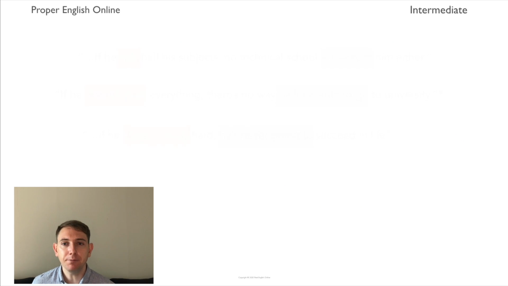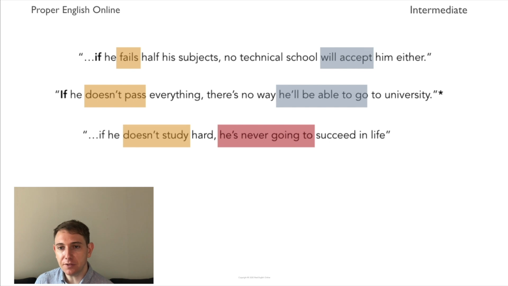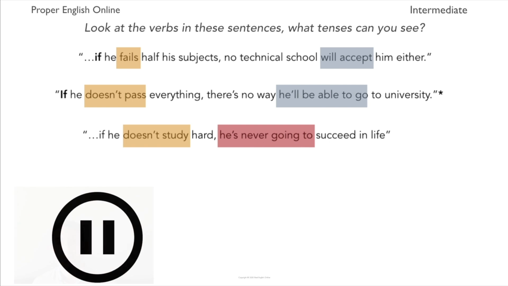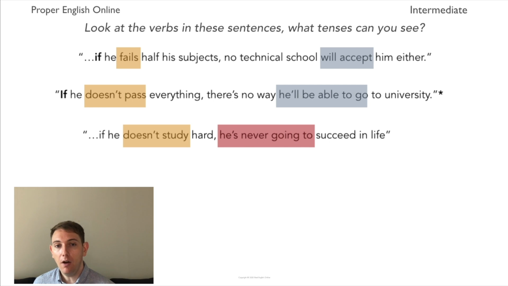So, once again, let's look at these phrases here. We had these three sentences. Now, what verbs can you see in the sentences and what tenses can you see? So pause the video, look at the examples. What tenses can we see here? All right, so these orange ones here, those are all using present tense, right? Simple present tense. If he doesn't pass, if he doesn't study, if he fails, simple present tense.